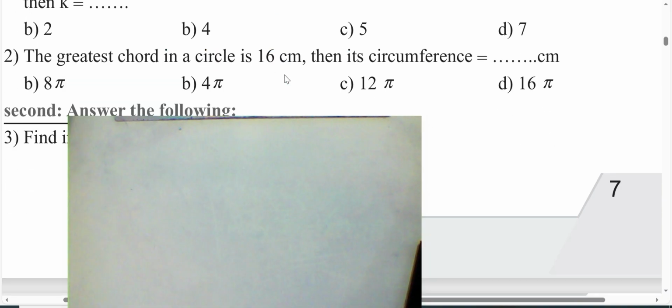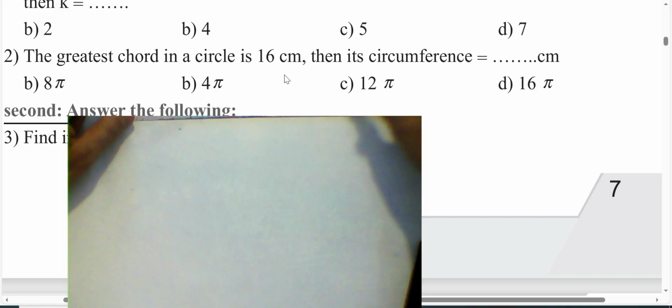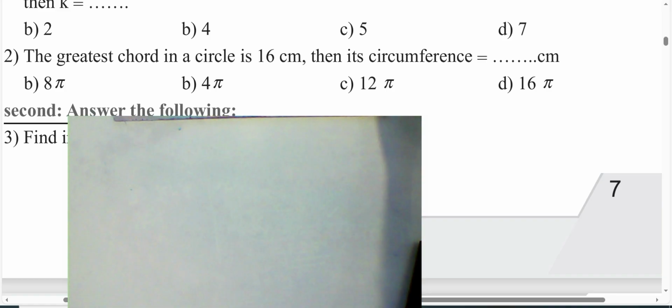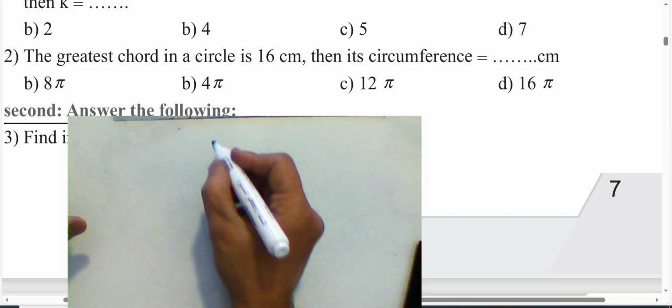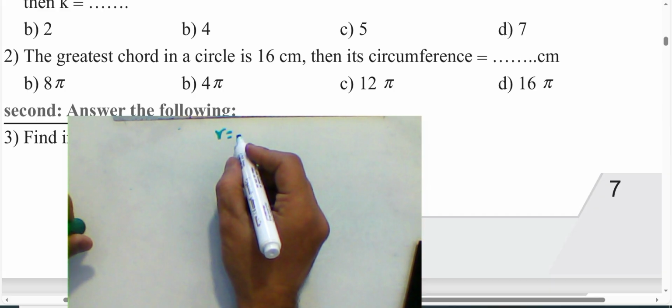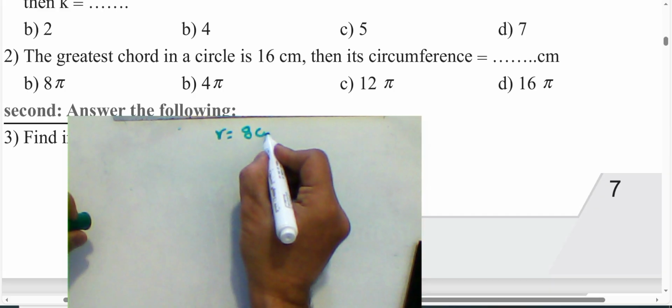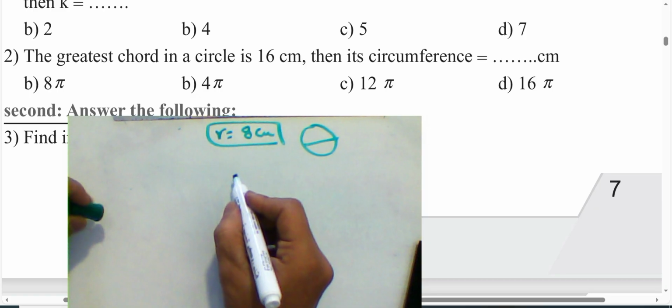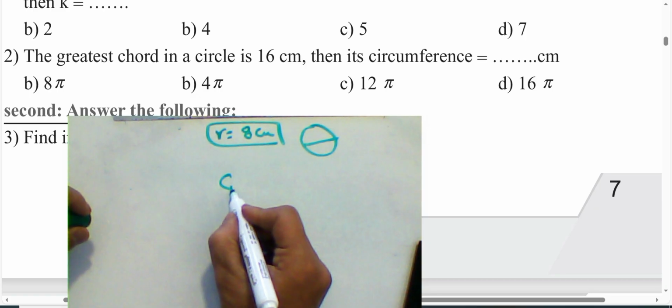Next question. The diameter of a circle is 16 centimeters, and the circumference equals what? He gave me the diameter here, 16. That means the radius will be 8, because the diameter is 16. Or you can find the circumference in one step.